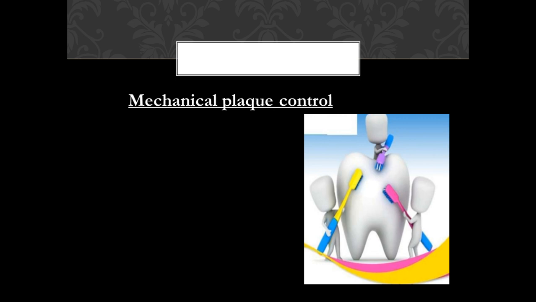We can categorize these plaque control measures into either mechanical plaque control measures or chemical plaque control measures. Today I will be telling a few things about mechanical plaque control. In the next class we can go with the remaining part of mechanical plaque control and also chemical plaque control measures. So mechanical means anything by which you are mechanically trying to remove the formed plaque on the tooth surfaces.